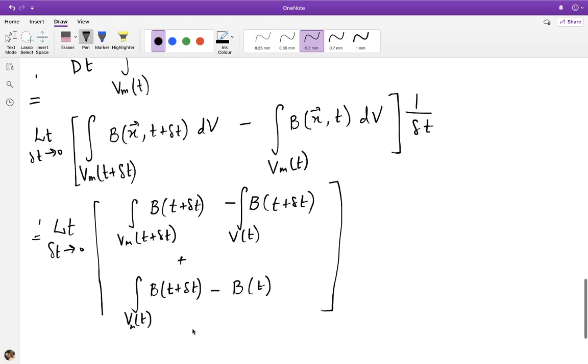All right. So now you see that this second term is easy to deal with. The limit of this difference as delta t goes to 0 is nothing but, I can apply the limit here, write this as the integral over the volume of the partial derivative of B with time. Because I can take this limiting action inside since the limits of integration don't depend on delta t, and it's just B at t plus delta t minus B at t, as the limit delta t goes to 0, times 1 over delta t.